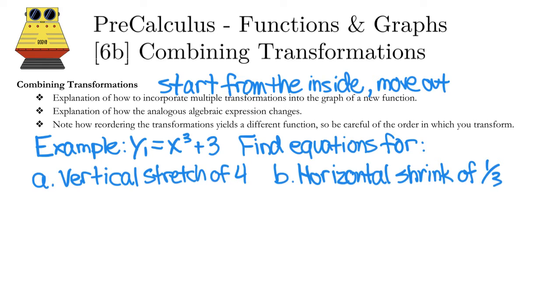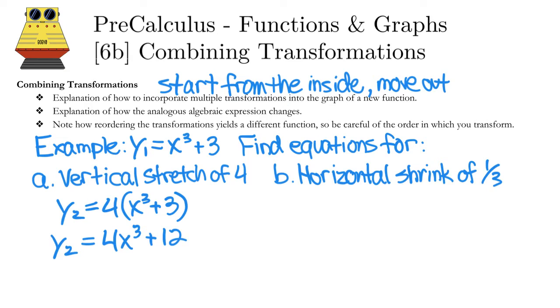Here's the first example. We have a function y sub 1 equals x cubed plus 3. Our goal is to find equations for a vertical stretch of 4 and a horizontal shrink of 1/3. In Lesson 6A, we did a calculator nerd out session where we learned that if you multiply a function by 4, the graph is vertically stretched. So that's exactly what we'll do here. We'll multiply x cubed plus 3 by 4, and we could distribute the 4, so we get y sub 2 is equal to 4x cubed plus 12.